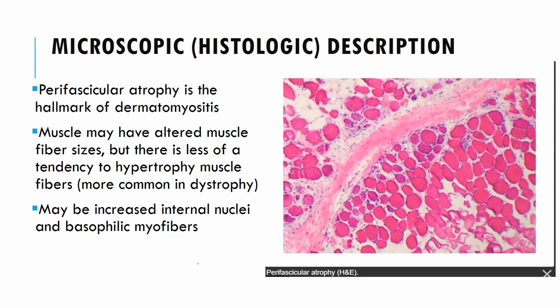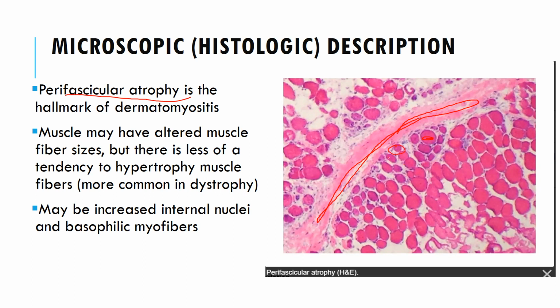So the muscle fibers that are usually near the septa are the ones that are affected first, and you see atrophy. That is what we call perifascicular atrophy, and it's the hallmark of dermatomyositis. What you see here in the middle is the fascicular, or what we can call septa between the muscle fibers, right? And then these are the different muscle fibers. But you will notice that the muscle fibers that are near here are having atrophy, or they are small.